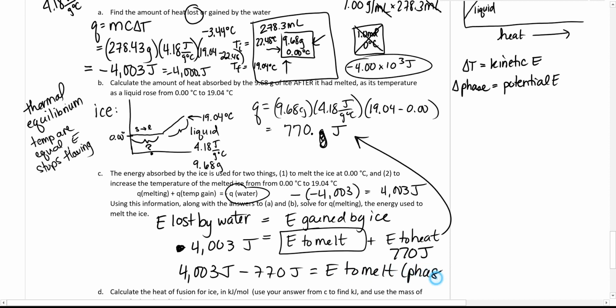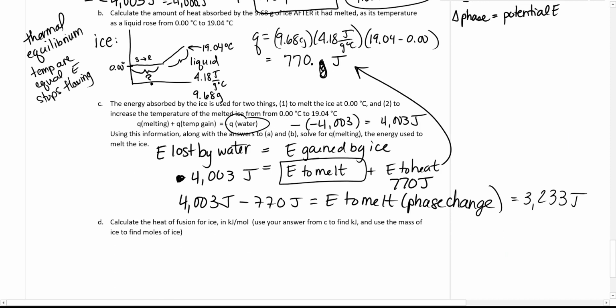That's the energy required to go through that phase change. And we can't find this out directly through calorimetry because phase changes don't involve a change in temperature. So we have to have an experimental setup like this to figure out how much energy went into the actual phase change part of this. So if you look, 4,003 minus 770, it looks like it took 3,233 joules of energy to change the phase, which means change the ice from solid ice to liquid.